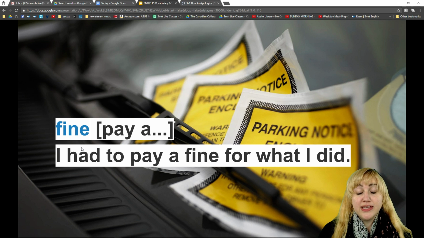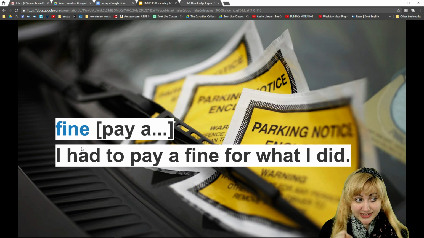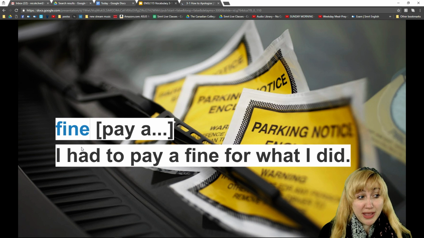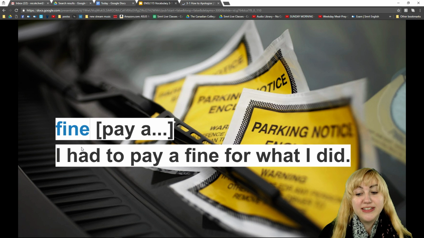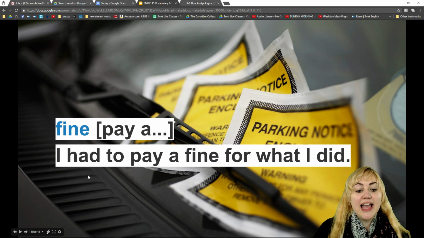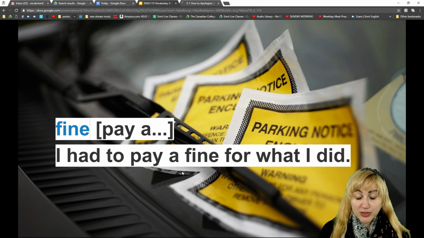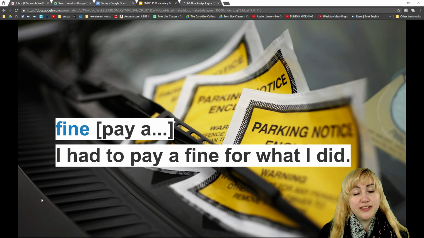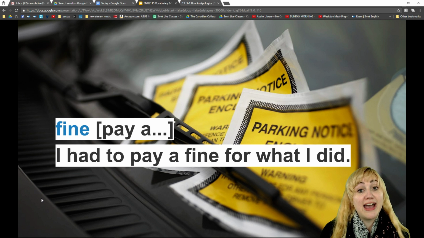For example, if you drive too fast and the police see you and they stop you, you have to pay money. This money is called a fine. So our example sentence says, I had to pay a fine for what I did. So fine, one more time, is money you pay when you break a rule. Usually we pay fines for driving problems, like parking in a bad place or driving too fast.